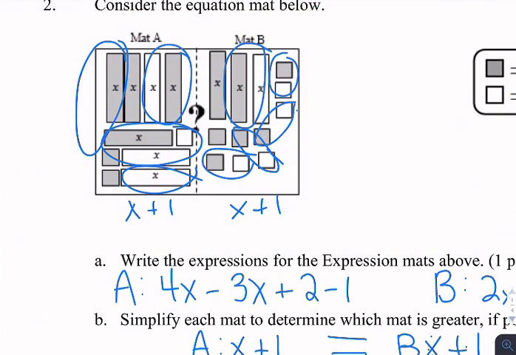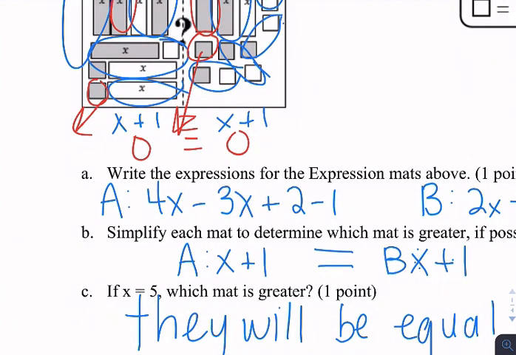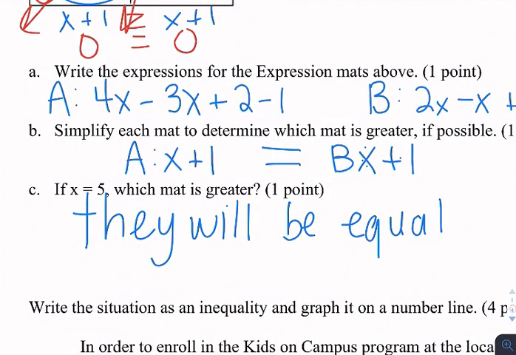However, I could then remove x plus 1 from each side. If you ever get to the point where you see that you're left with the same thing on both sides by just making zero pairs, you can know that they are equal. They are equivalent because then I could remove the same thing from both sides and I'm left with 0 and 0. And 0 does equal 0. X plus 1 does equal x plus 1. So either way you simplify, you're going to get that they're equal.